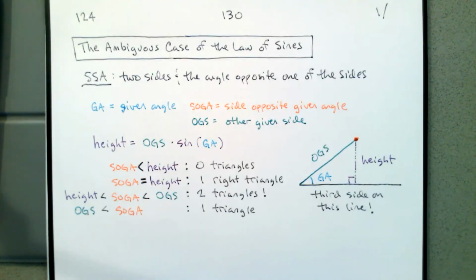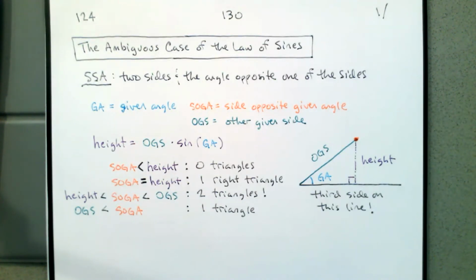All right, today we want to finish up talking about the ambiguous case of the law of sines. This is the case where we're trying to solve a triangle, and the given information includes two sides and the angle opposite one of those sides. So SSA is different than SAS. That was from the law of cosines. That's where we had two sides and the angle included in those sides.